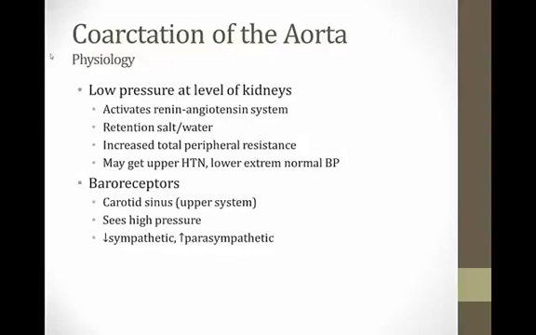Some more physiology of coarctations. The low pressure at the level of the kidneys activates the renin system, the body retains salt and water, and there's increased total peripheral resistance. You often get upper hypertension with lower extremity normal blood pressure, especially when the coarctation has compensated. The baroreceptors in the body are very confused. The upper extremity carotid sinus is seeing high blood pressure, and it's trying to shut down the sympathetic system and increase the parasympathetic. However, this is being battled by the response from the lower extremities, where the kidneys are secreting renin and activating the angiotensin system.